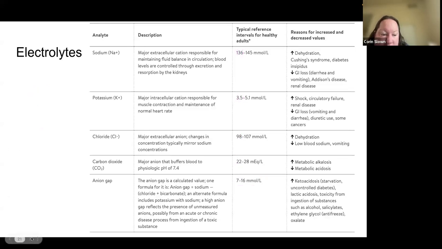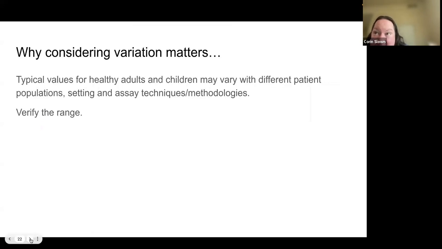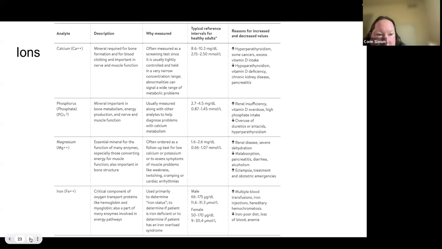Okay, so we've looked at major electrolytes. We're going to expand and think about this variation. So really importantly here, a healthy adult and a healthy child may have very different reference values. And if you're thinking about patient populations, as well as the setting, how you assay those values, it's going to be really important that you verify and think about a range. So we've talked about electrolytes that are common in blood serum. Now we're going to take a look at ions.